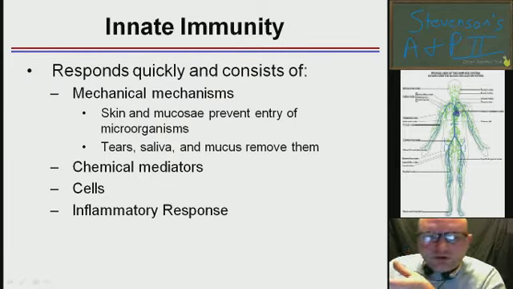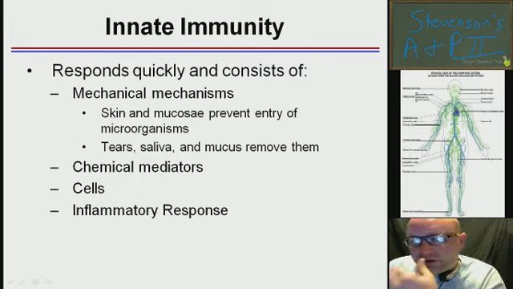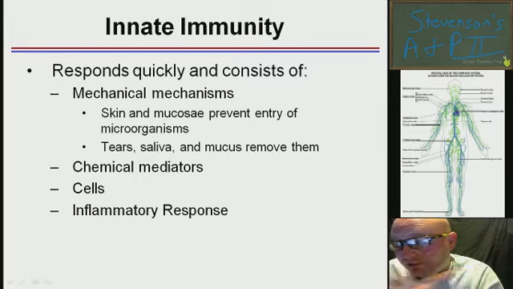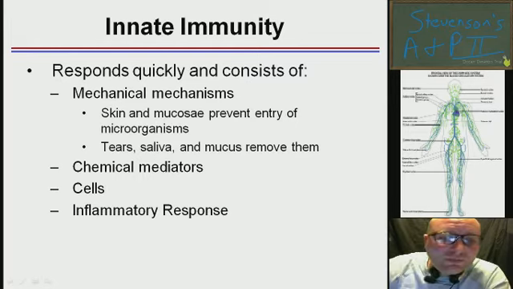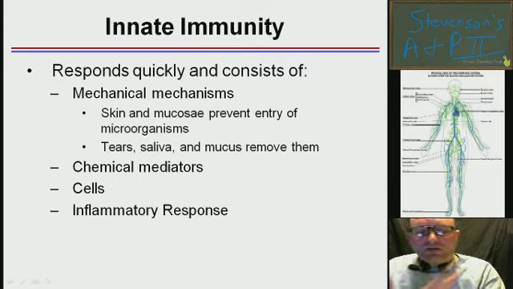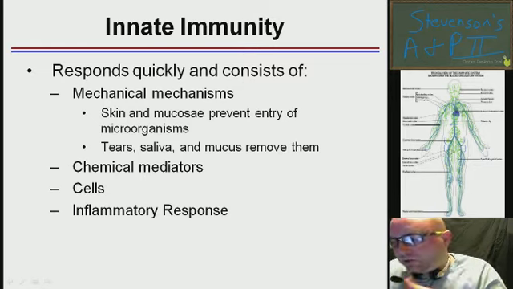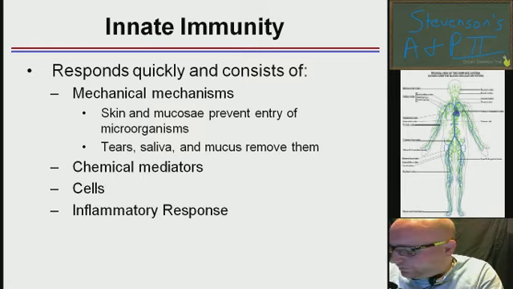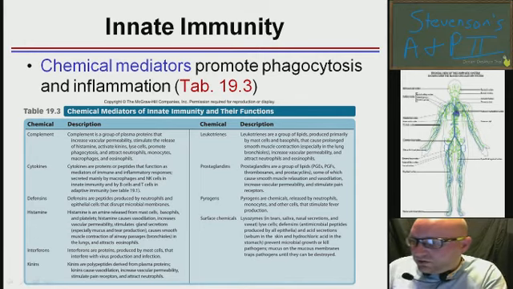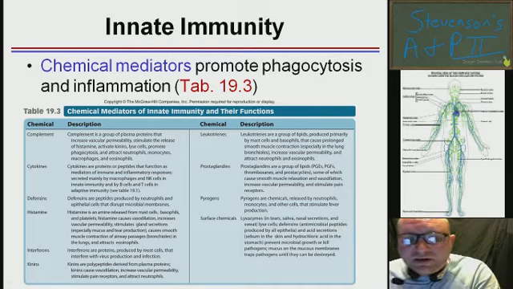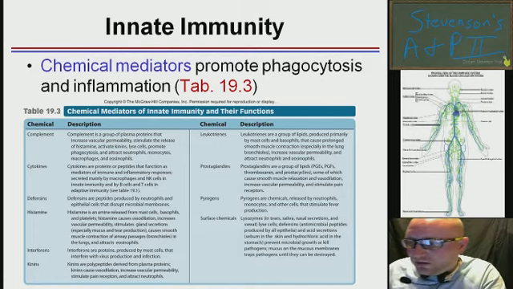Innate immunity. Okay, it responds quickly, and it consists of mechanical mechanisms where skin and mucosa prevent entry of microorganisms, and it's also found in the tears, saliva, and the mucus that removes them from areas. Okay. There's also chemical mediators, and there's cells, and then there's the inflammatory response that are part of innate immunity. Okay. Chemical mediators promote phagocytosis and inflammation. Okay, so you can see some of the things that work there.